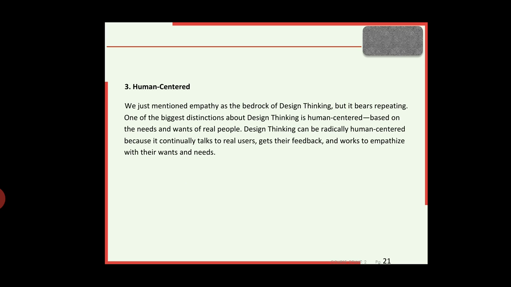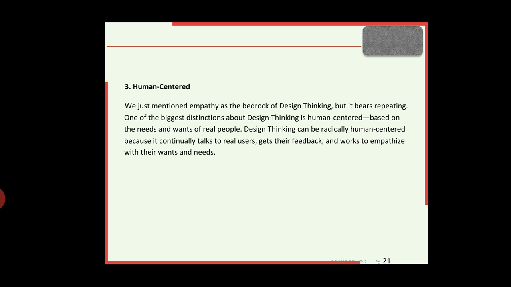Okay, we are taking real users' feedback. It continually talks to real users and gets their feedback, and we want to do some work about that particular feedback. We work to empathize with their own needs and wants. What exactly does human-centered mean? It is the bedrock of design thinking.